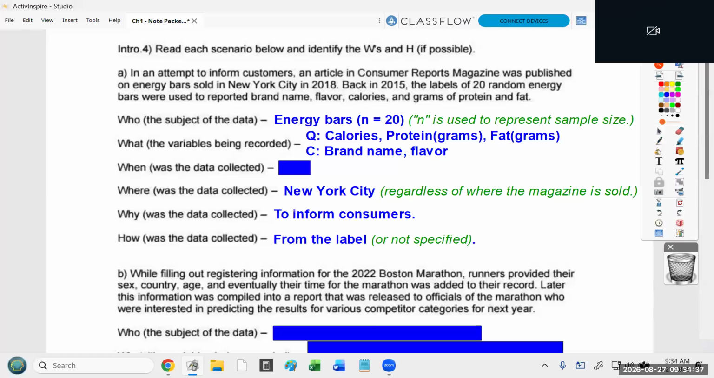Let me get back to this. So I mentioned before I was a little confused on the when. Notice the sentence says an article was published in 2018, and then it goes on to say back in 2015, the labels were looked at. I care about when the data was collected. The when is the 2015.